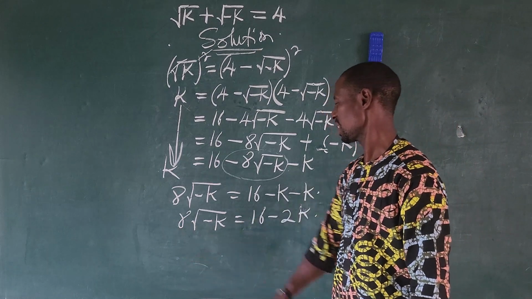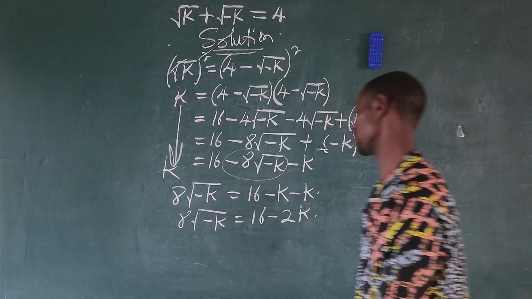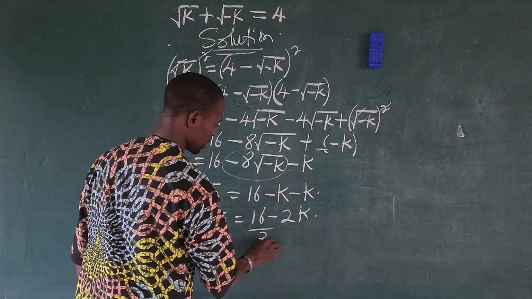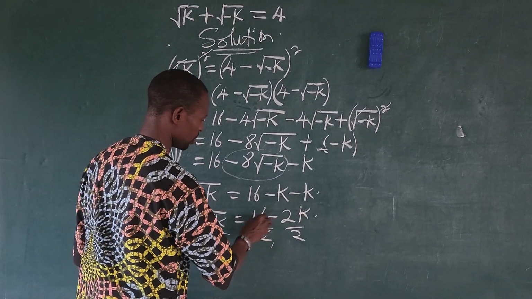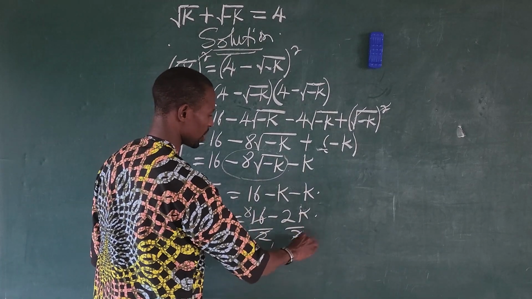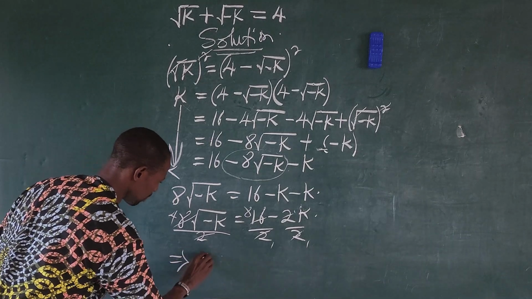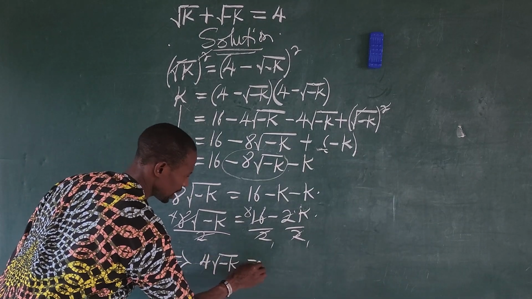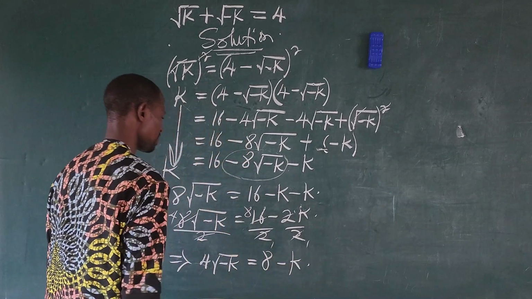Now, this is divisible by 2, divisible by 2, divisible by 2. So let's divide through by 2. If we divide through by 2, this gives us 4, 8, 1, 1. So this ends up giving us 4 into the square root of minus k equal to 8 minus k.